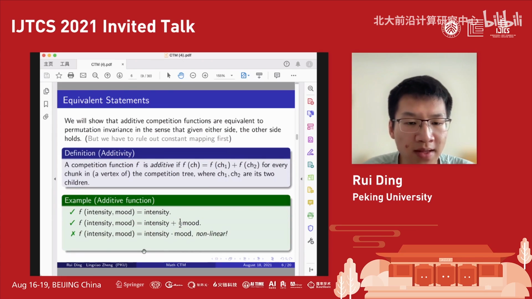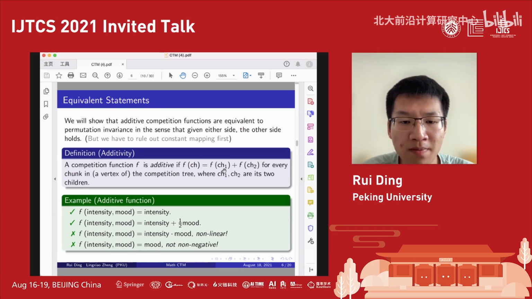The third example is a nonlinear one. As you can see here, we multiply intensity with the mood, and of course, it violates the equation. The last example is a bit tricky. You can see here, it is defined merely on mood. It indeed satisfies this linear equation, but it is not an additive function since the mood can be negative. So here we have two constraints. The first is this linear equation, and the second one is that f should map a chunk to a non-negative number.